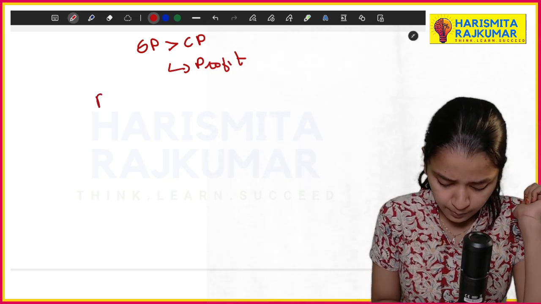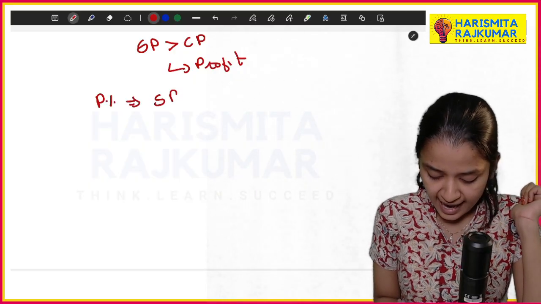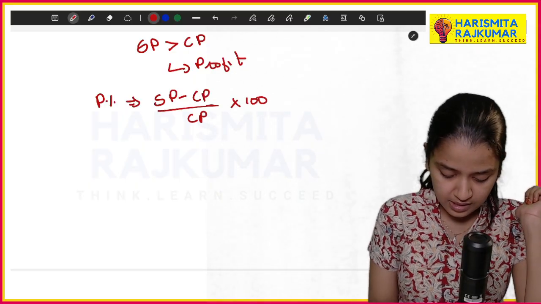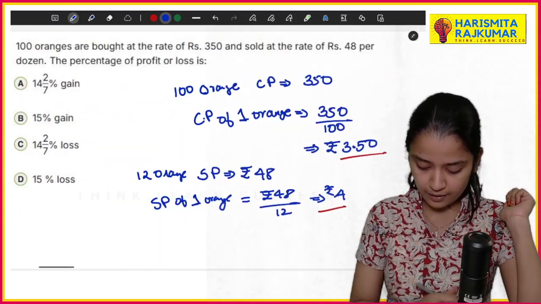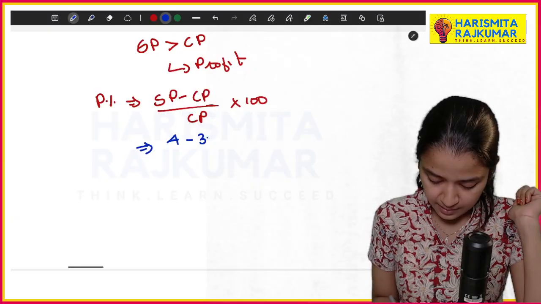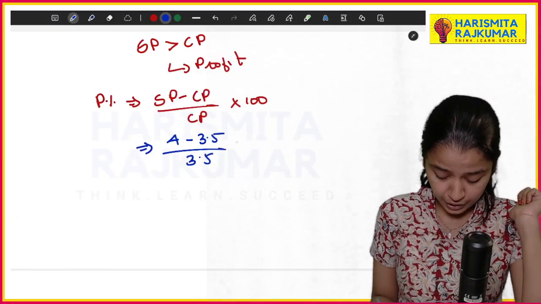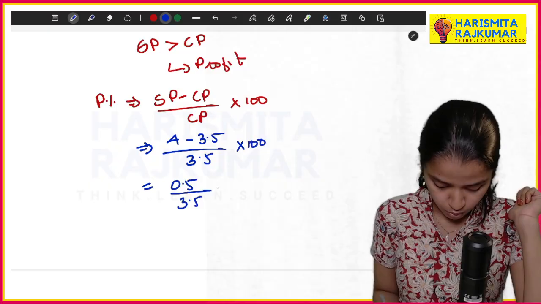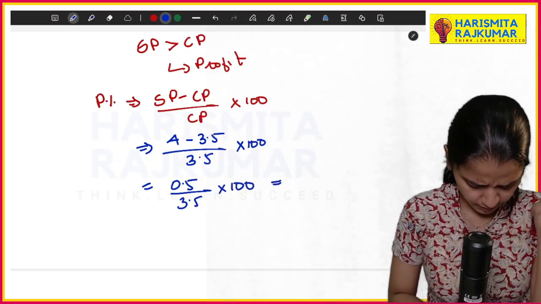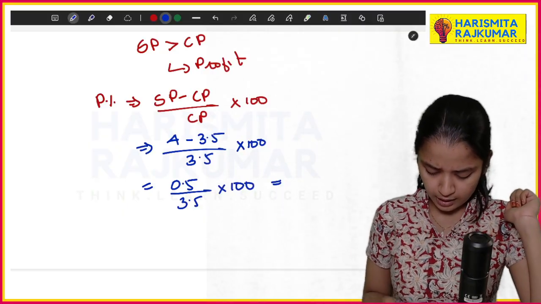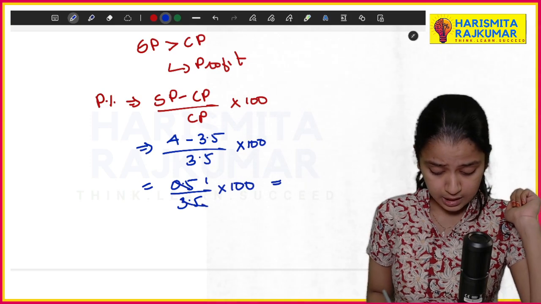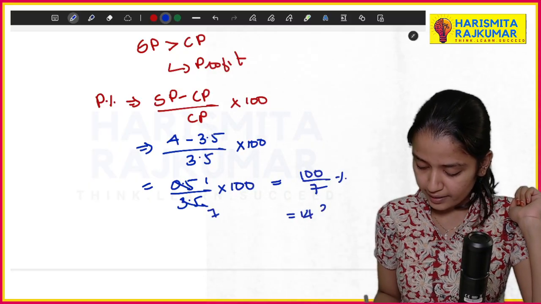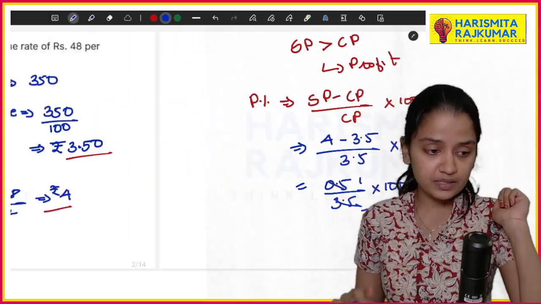Now I have to find profit percentage. What is profit percentage? SP minus CP by CP into 100. Which is 4 minus 3.5 by 3.5 into 100, which is nothing but 0.5 by 3.5 into 100. If I cancel these, this will be 1 and this will be 7. So this will be 100 by 7 percentage, which is 14 2/7 percentage. So 14 2/7 percentage is your right answer.